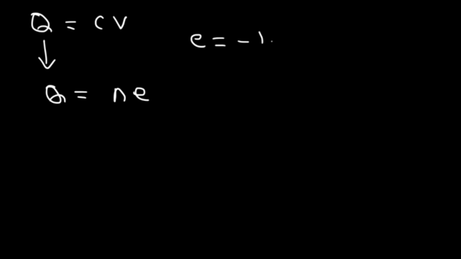Now, going back to the equation Q equals CV, let's talk about electric charge. You need to understand that electric charge is associated with the quantity of charged particles. And in the case of metals, electrons are basically the charge carriers. They're the ones that are free to move inside a metal. The protons are fixed in place. So the electric charge is equal to the number of electrons times the charge of each electron. Now, the charge of each electron is negative 1.6 times 10 to the negative 19 coulombs.